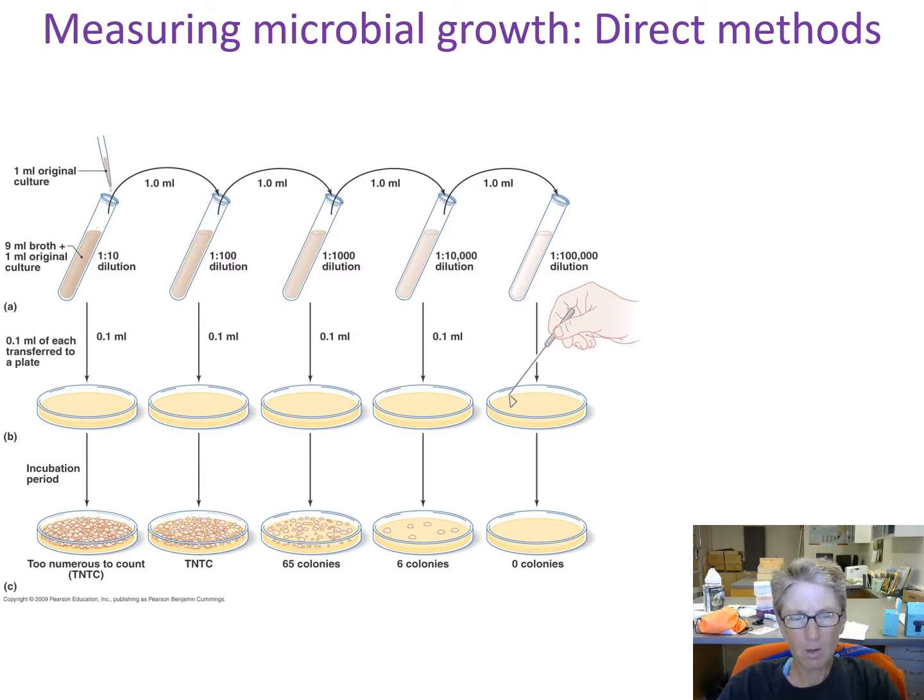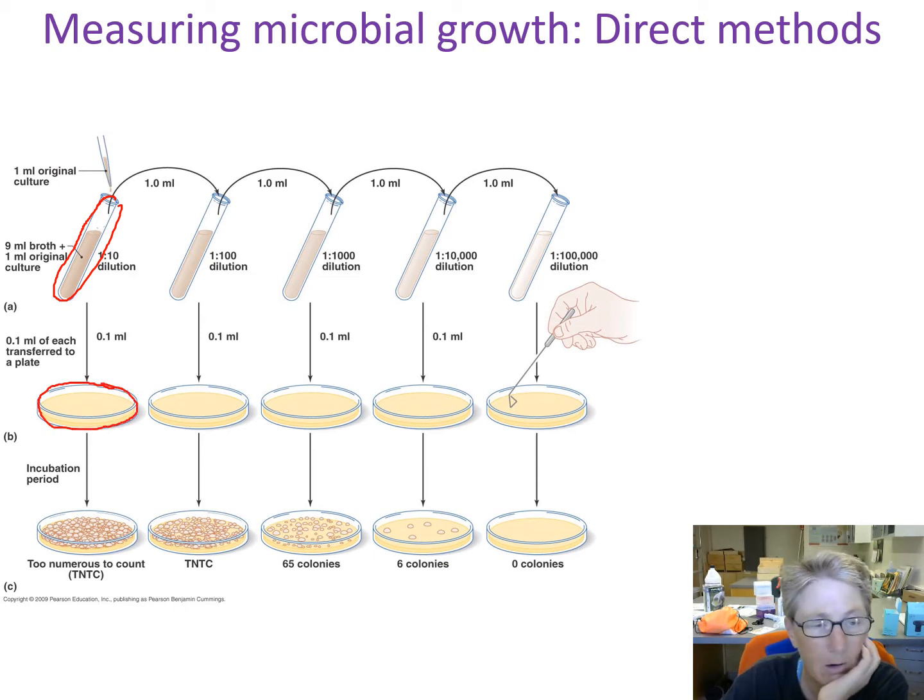Okay, this is kind of a cool way to count your microbes. This is not an indirect method, this is a direct method. So again, here you've got your culture tubes, and then you have your plates with agar, could be nutrient agar in there for the microbes to grow on.